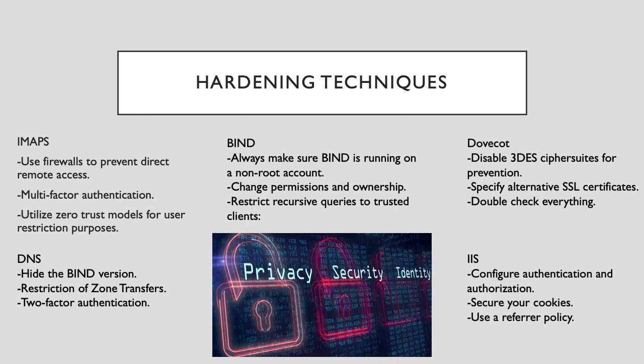For DNS, I would suggest hiding the BIND version. Restriction of zone transfers is encouraged, and two-factor authentication as well. For BIND, always make sure BIND is running on a non-root account. Consistently change the permissions and ownership, and then restrict recursive queries to trusted clients. For Dovecot, disabling 3DES cipher suites for prevention would be good. Double check everything and then specify alternative SSL certificates. For IIS, configure authentication and authorization at all times. Securing your cookies is key, and then always utilize a referrer policy for the best accuracy.